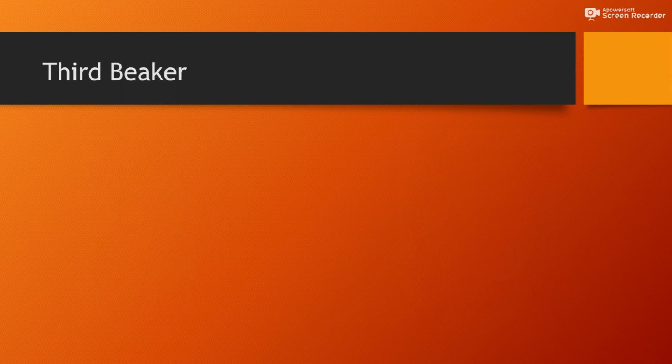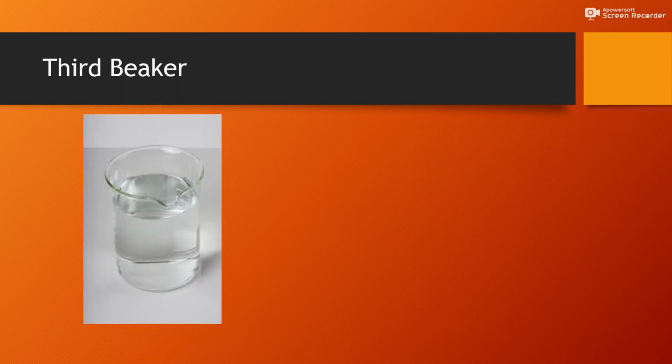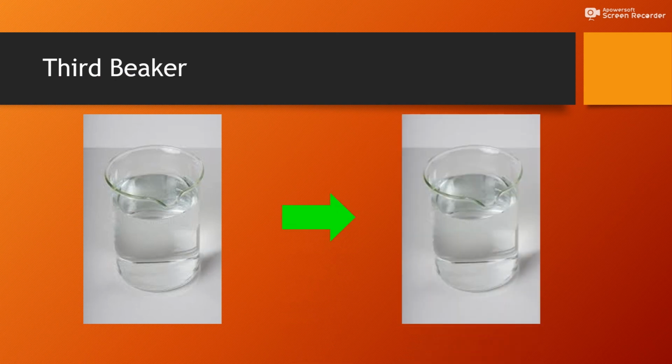But the third beaker, which contains milky water, is a colloidal solution of milk particles and water. And in this, light will travel in different directions due to the dispersed particles, and that's why we can easily see the path of the light beam.